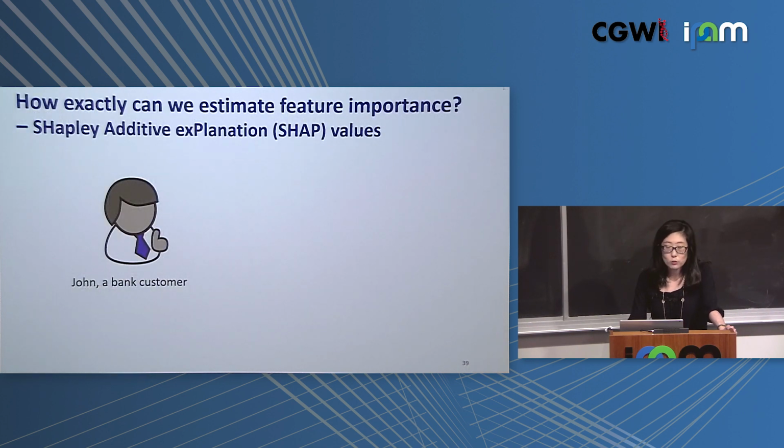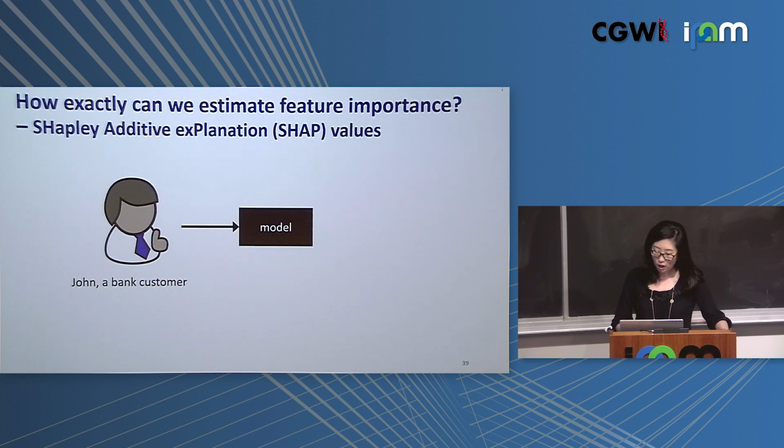So how does it work? How exactly can we compute this phi value? To show you how exactly we compute this, let's consider a simpler, more intuitive example, since not many of us are experts in anesthesiology. This is John, a typical bank customer, and like many other customers, when he applies for a loan, his information is sent through some prediction model.